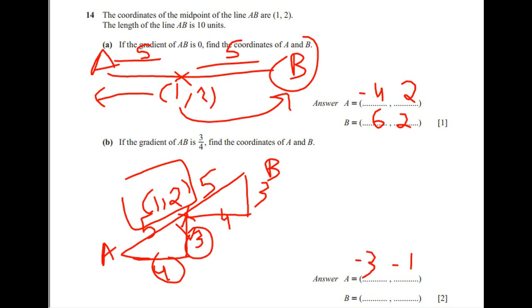Similarly, to find B, first from (1, 2), go 4 right, so 1 will become 5, and then take 2 3 units up, so that will become 5 as well. So this is the answer, (5, 5) and (3, minus 1).